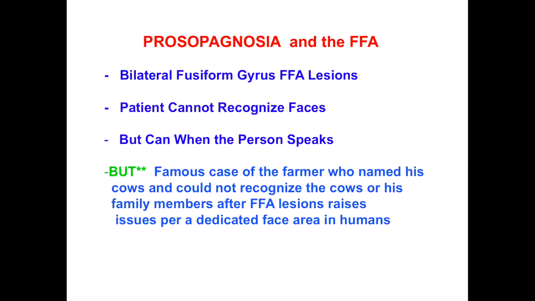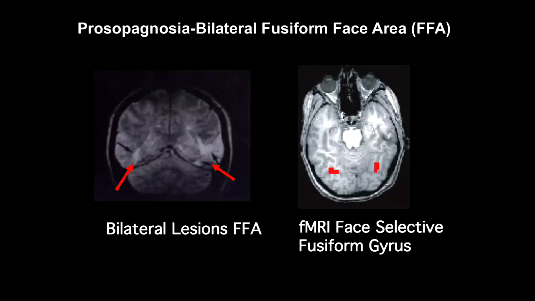Okay, so prosopagnosia: bilateral fusiform lesions usually, can't recognize faces, but can recognize the person when they speak. I already told you about the case of the farmer, which calls into question whether it's an absolutely specific human face area, and I'll leave that to the experts. Here's one of my cases with fusiform gyrus infarctions with very bad prosopagnosia.